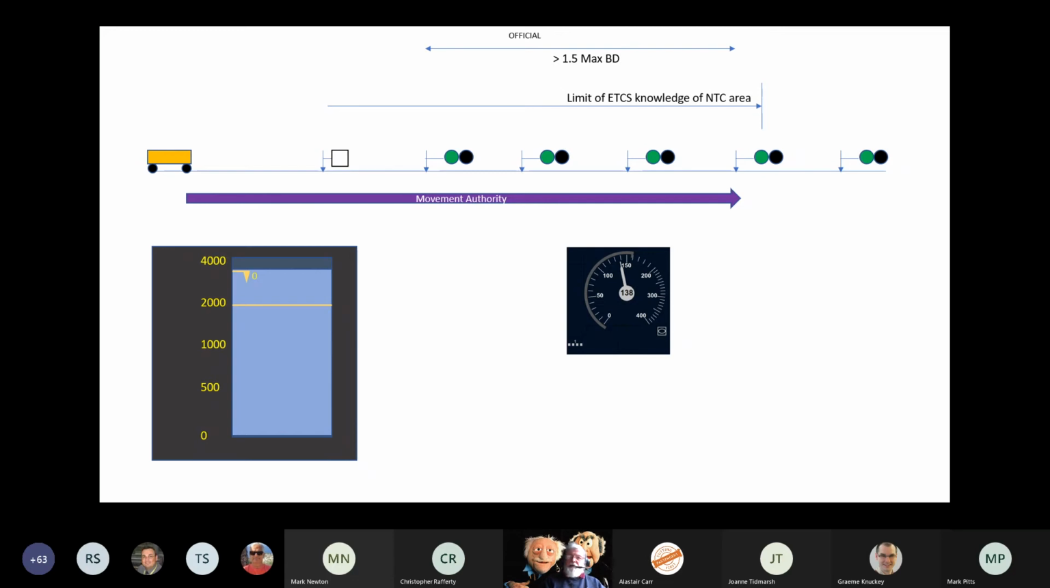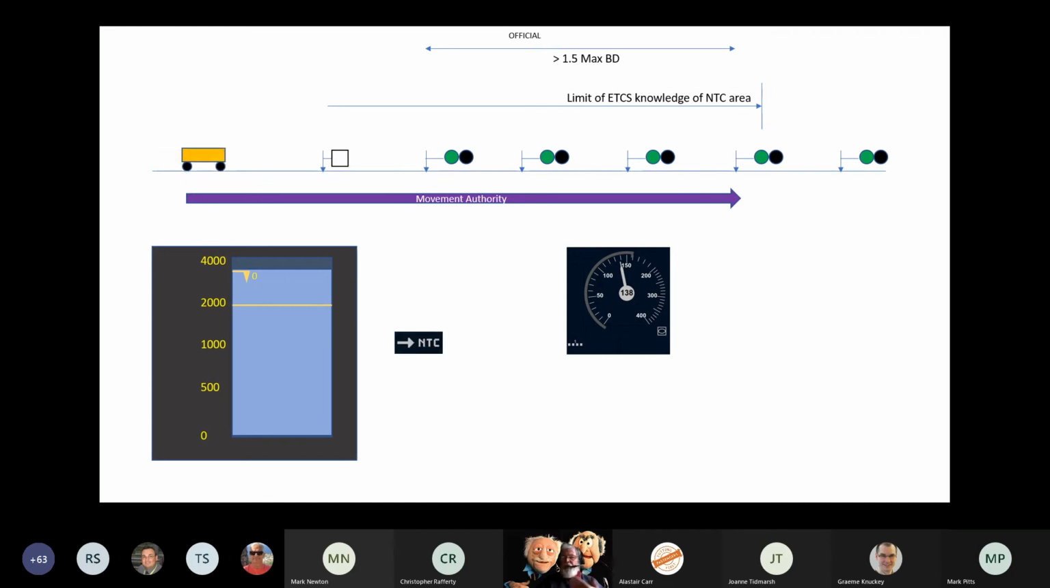So what the driver would see on the DMI is a light blue area indicating the movement authority. At the end of that, a small gold flag with a 0 to indicate that's where they will need to stop in just under 4,000 meters. And the yellow line at the 2,000 meter is when the train believes they will need to start braking for that stopping location. So at this point, they are traveling. They can see they've got 2 kilometers to travel before they need to even think about braking.